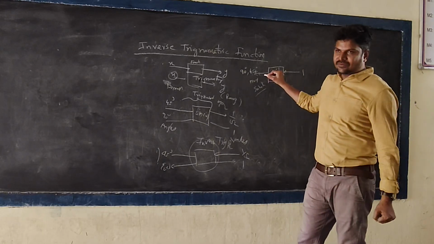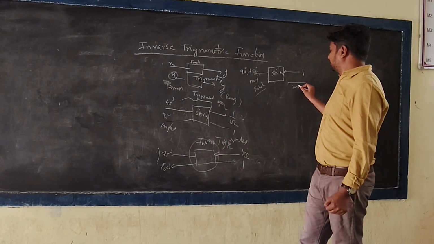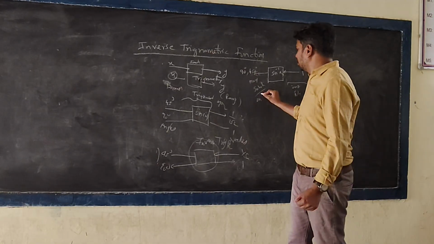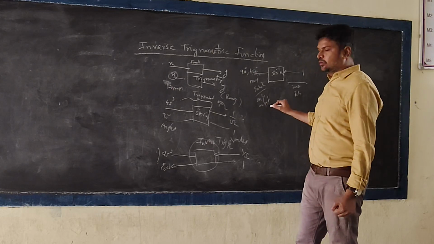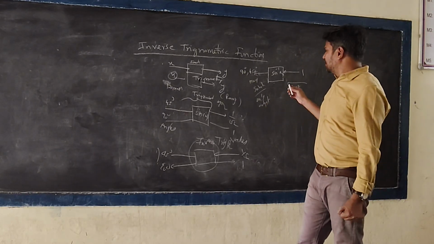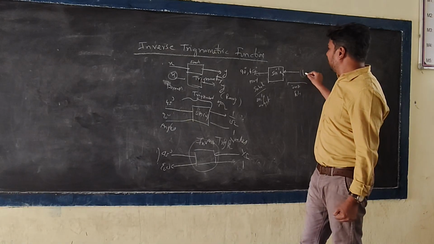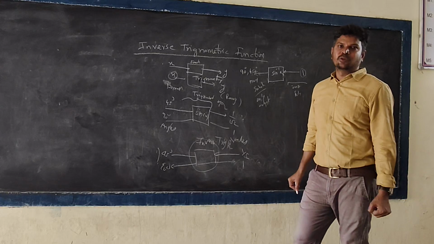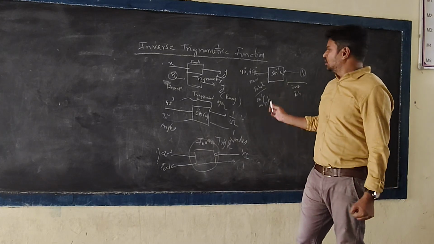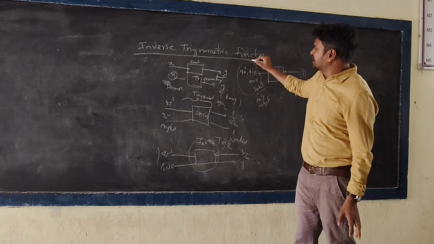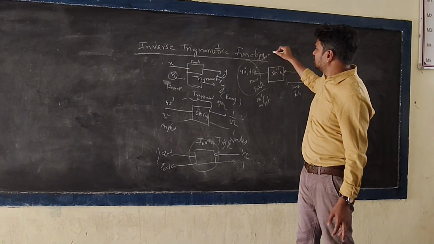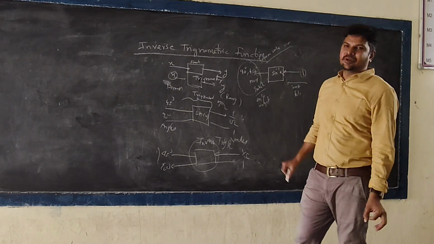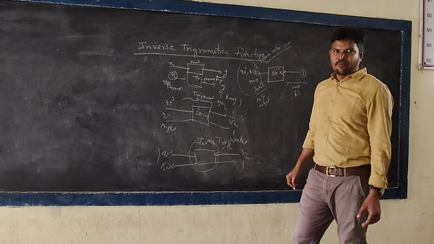The basic definition of a function is that for one input, only one output must be there. But here, for one input you are getting many outputs, so it is a one to many function. In order to avoid this, we have to restrict the trigonometric values. That restriction of the trigonometric value is called the principal value.